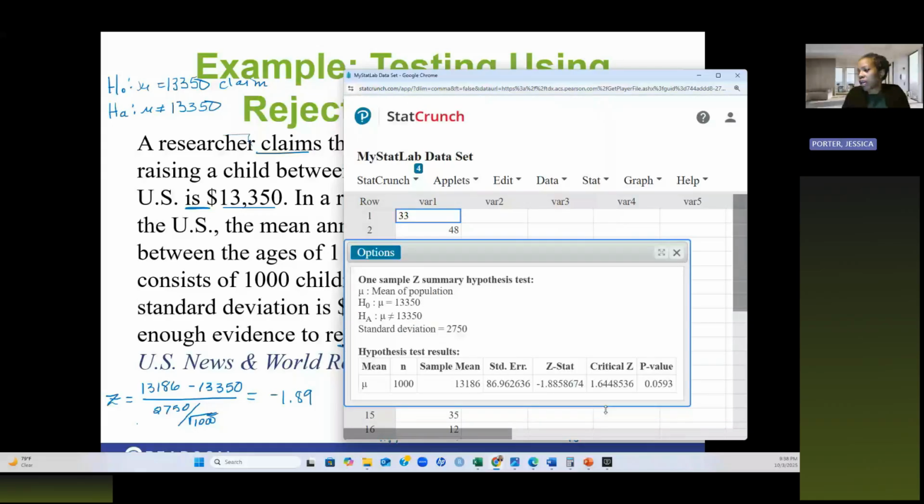So notice we got our critical Z, it says 1.645. It should be negative 1.645 and 1.645. The Z statistic, we got that, negative 1.89. The p-value is 0.0593, which is less than 0.10. So that means we reject the null hypothesis. So you can use the p-value method, or you can use a rejection region.